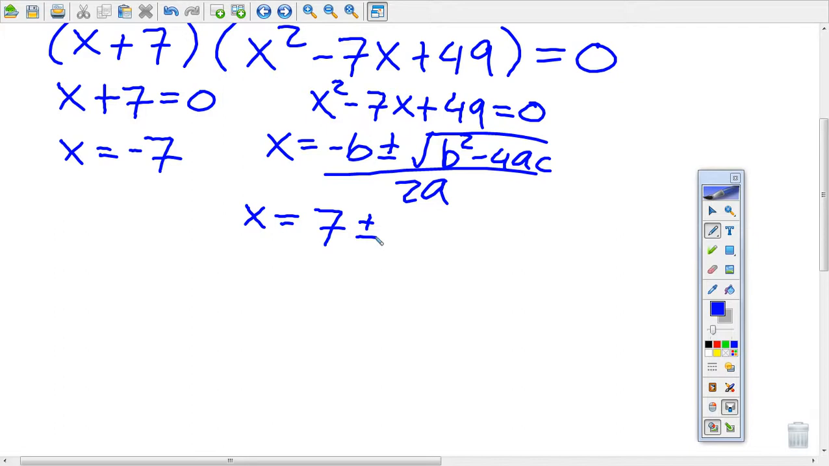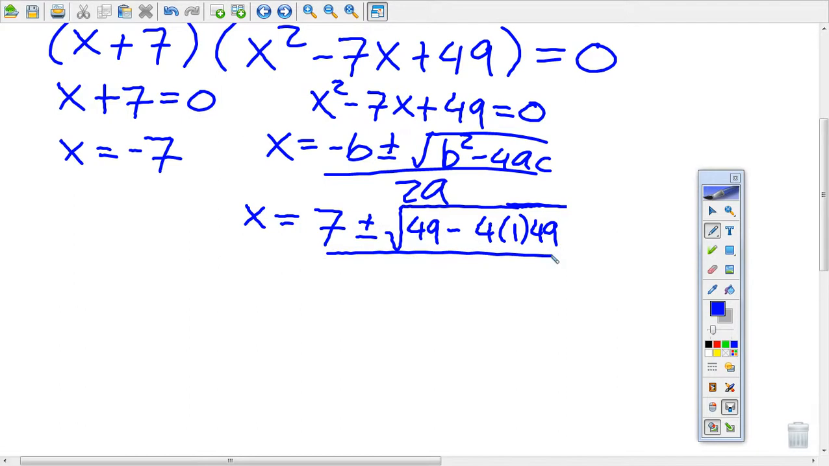Okay, how about b squared? 49 minus 4 times 1 times 49 all over 2a. Okay, here's the little shortcut that I'm about to show you. You could actually work all this out and multiply all these together, like 4 times 49 and figure out what the solution is.